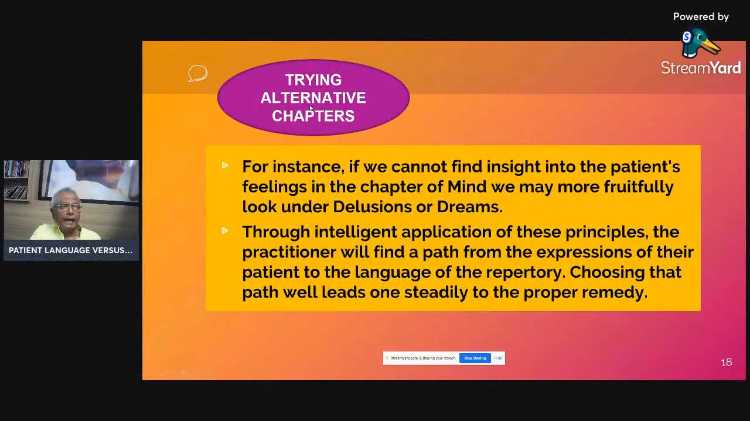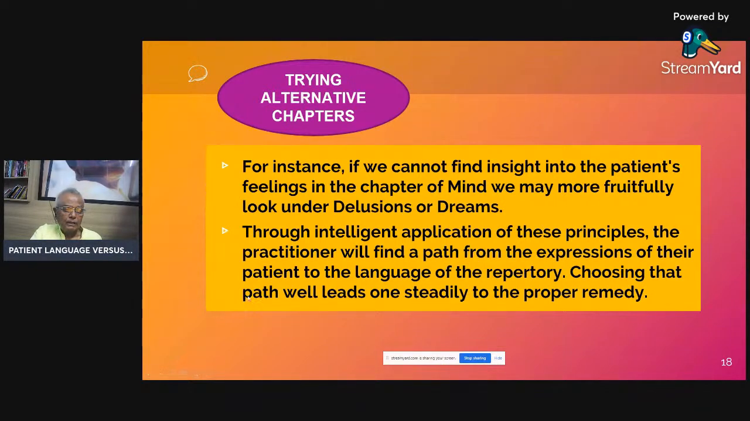And alternative chapters: always try to find the alternative. Suppose we cannot find insight into the present feeling in the mind chapter, we may more truthfully look under delusion or dreams. Through intelligent application of these principles, the practitioner will find a path from the expression of the patient to the language of the repertory.